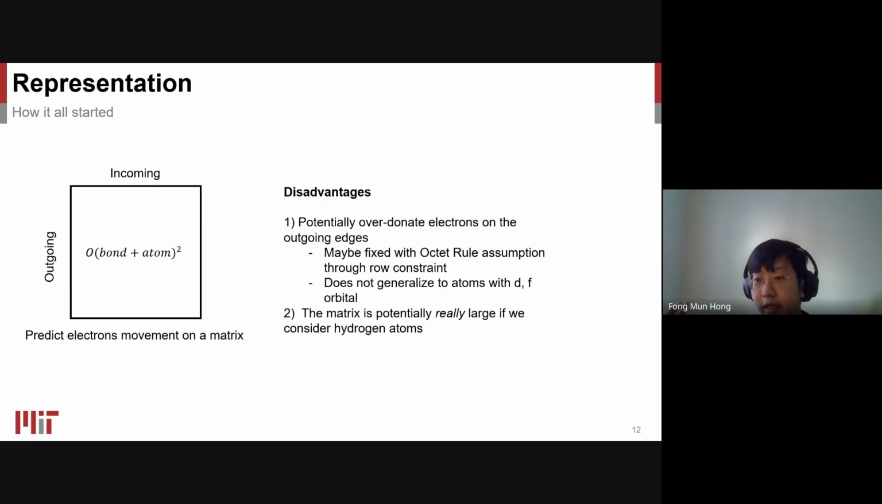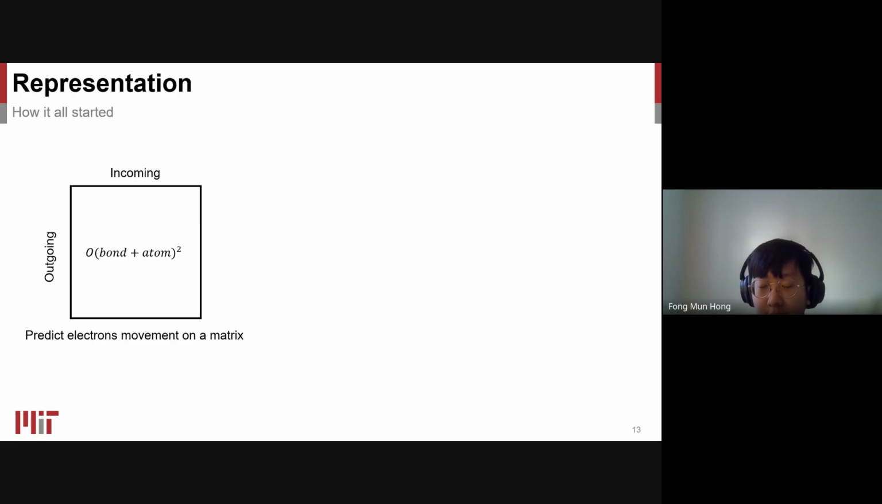And then it actually gets really large. Let's say if you have 200 atoms, and then the bonds will be like twice as much. So it will be a really, really large matrix. So this matrix wasn't that intuitive or that well formulated. That's why we decided not to move on with it. We decided to move on with this representation.